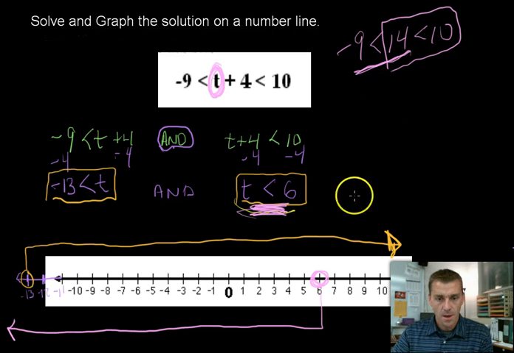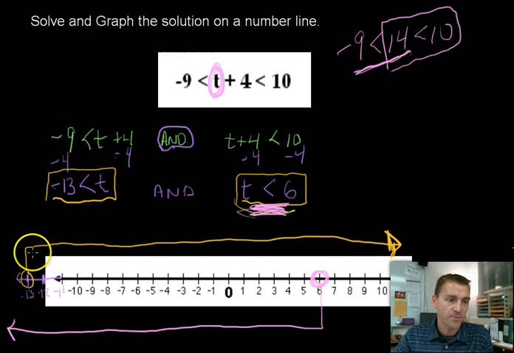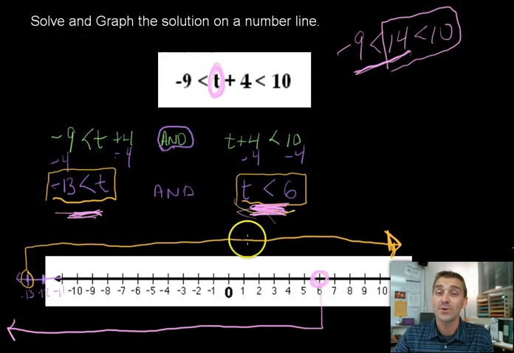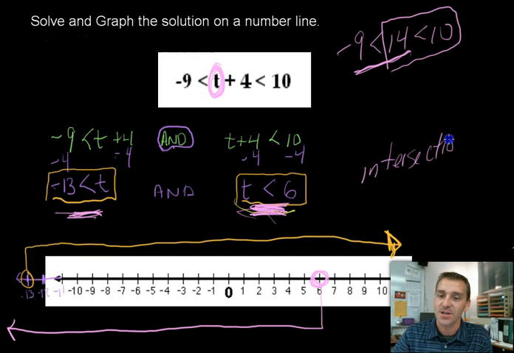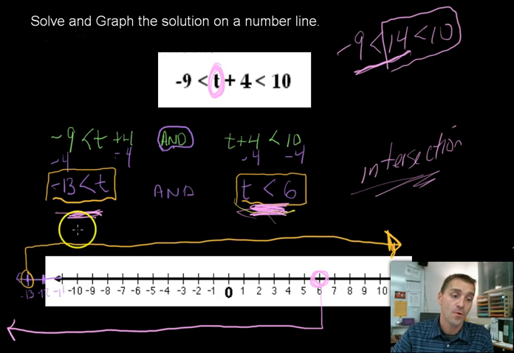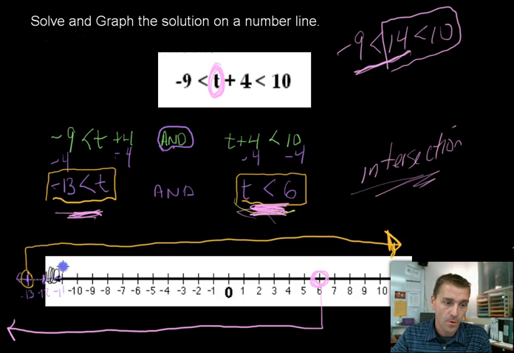Now why is that the case? Because this part is only shaded for one of my scenarios. Everything from 6 down is shaded for the other scenario. What you need to shade for your final answer is all of those solutions where both are shaded. It's called the intersection of these two graphs. It's where they overlap, and that part happens to be right here, from 6 the whole way down to negative 13.